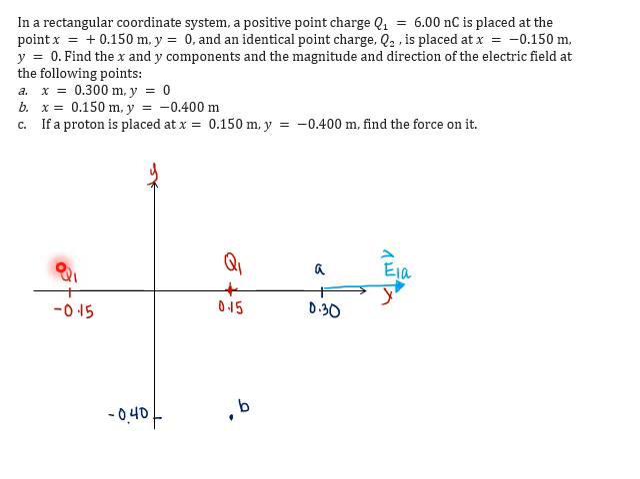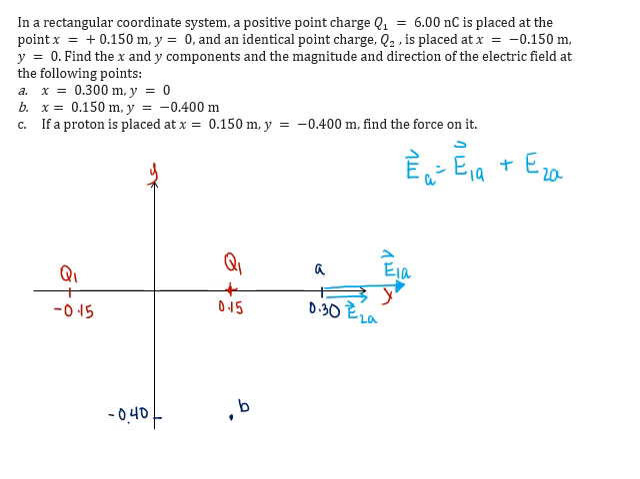Got to do the same thing for charge 2. Charge 2 is a positive charge, so the electric field will point away. Charge 2 is really far away, so that one's going to have a smaller electric field, E2A. To find our total electric field at point A, we have to do the vector sum. EA equals E1A plus E2A.